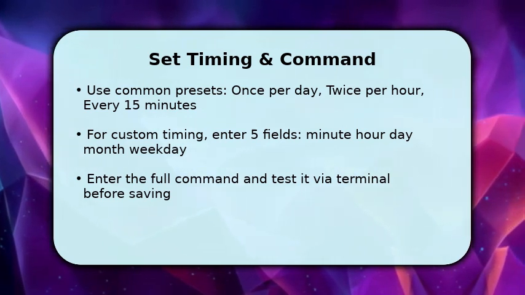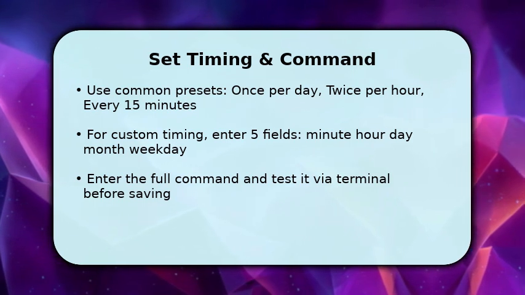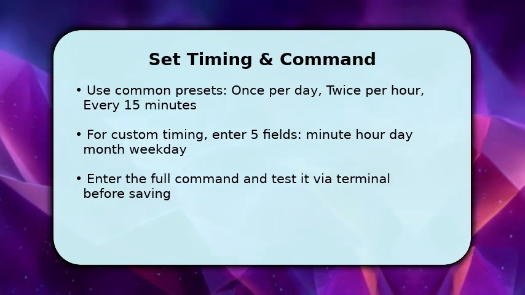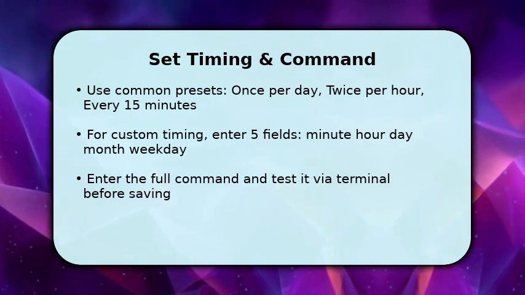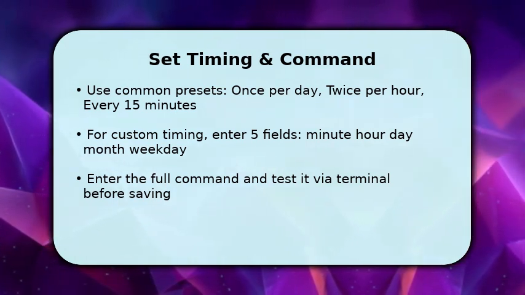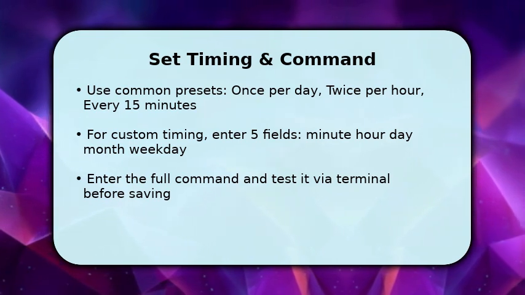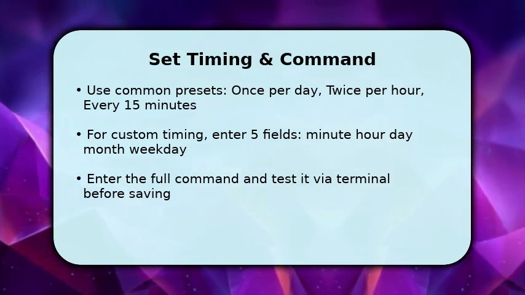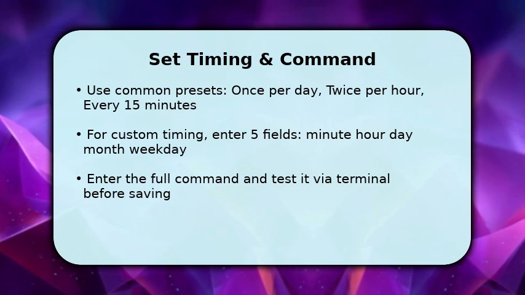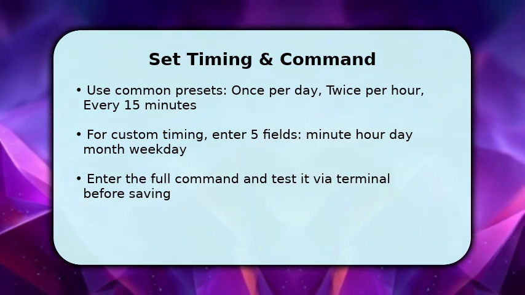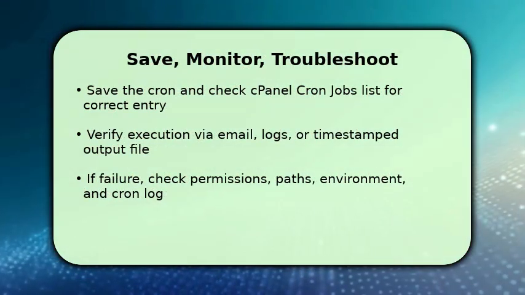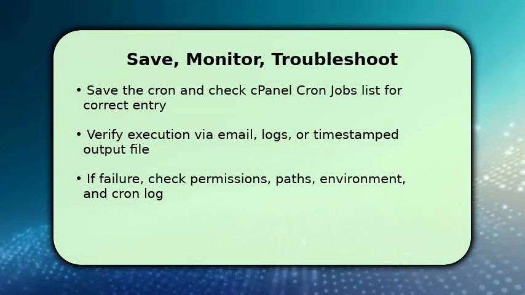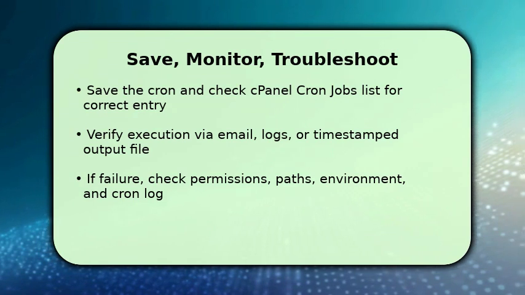daily. In the command box, enter the full command: /usr/bin/php /home/user/public_html/cron.php >/dev/null 2>&1 to suppress output, or omit redirection to capture logs. Make sure you tested the command manually in a shell so the cron will run reliably once saved. Save the cron job and confirm it appears in the cron jobs list with the right schedule and command.